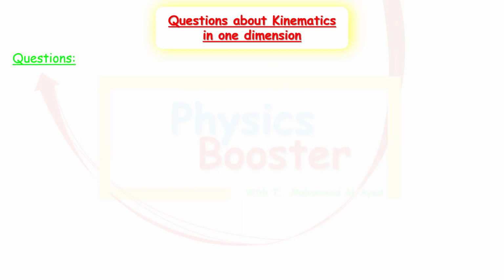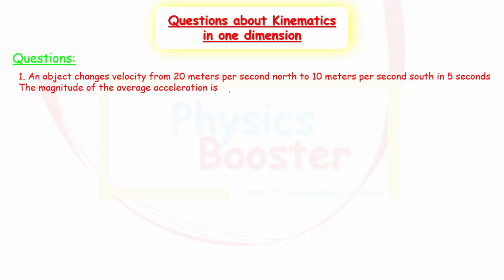Question number 1. It says here that an object changes its velocity from 20 meters per second north, okay, this is important, to 10 meters per second south. Okay, now it's talking about velocity, and we know that velocity is a vector quantity. Because velocity is a vector quantity, we know that it must have a direction. Remember that we mentioned in the previous videos that we can give directions signs, and we said if we're going upwards or to the right, we can give it a positive sign.